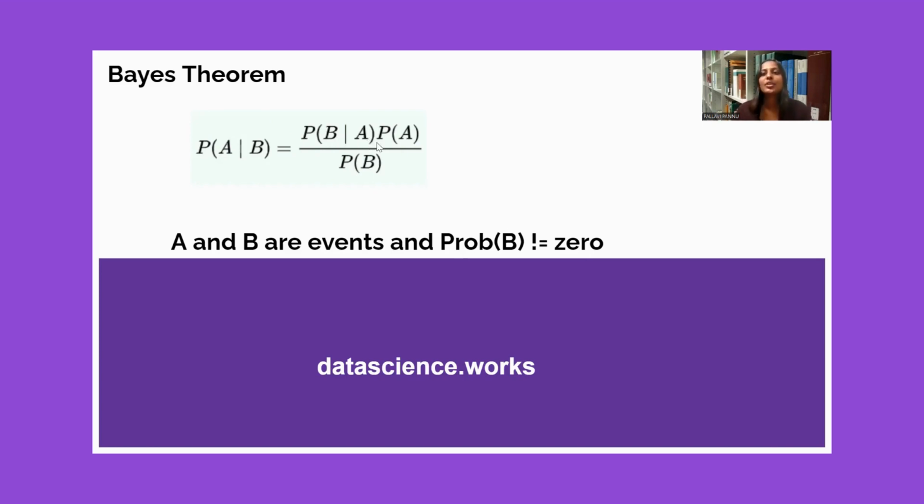Next, P(B|A) is your likelihood, because now we are calculating the probability of B given A. Next is P(A), the probability of A, which is known as your prior probability. And next is the probability of B. As we all know, because P(B) is in the denominator, the probability of B should not be equal to 0. So this is the theorem that Bayes tells about.